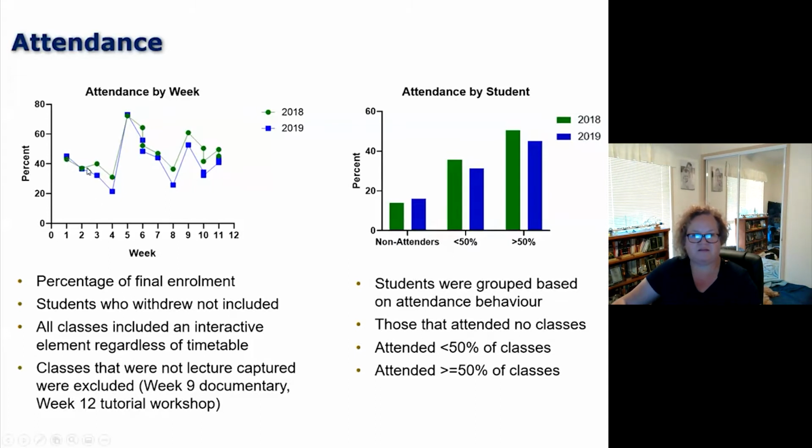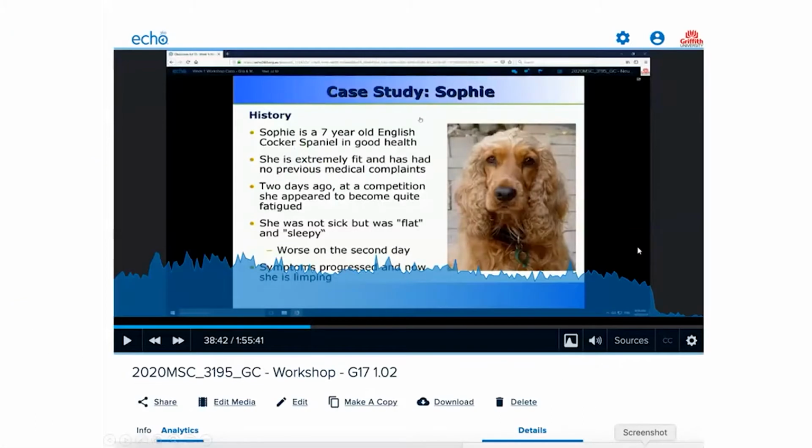The other thing that's really obvious is how consistent it is between the 2 years. Despite the fact that it fluctuates over 12 weeks, the pattern is really similar across the 2 years, which is interesting. So I use this data to group the students based on their attendance behaviour. They were in 2 groups: non-attenders, students who attended less than half of the classes in person, and students who attended at least half of the classes in person, so greater than or equal to 50%. This is just a category that we used for further analysis.